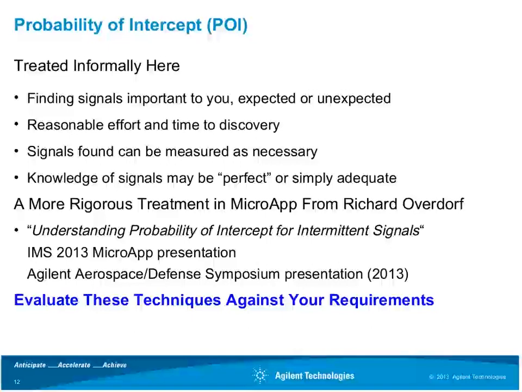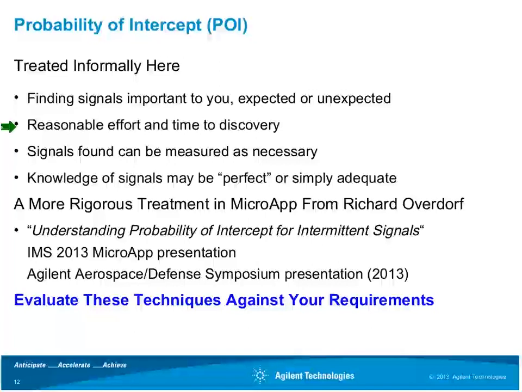That does lead then to one of the issues that comes up, and I will treat informally here today, and that is probability of intercept, or POI. There are, in the surveillance and signal monitoring worlds and in some other disciplines, very rigorous definitions of probability of intercept. In speaking in terms of normal test and measurement, I think it's better to use a more general, more informal treatment of probability of intercept, and that is that high probability of intercept means that you can find the signals or signal behavior that's important to you, whether it's expected or unexpected, and that you can do that with a reasonable amount of time and effort.